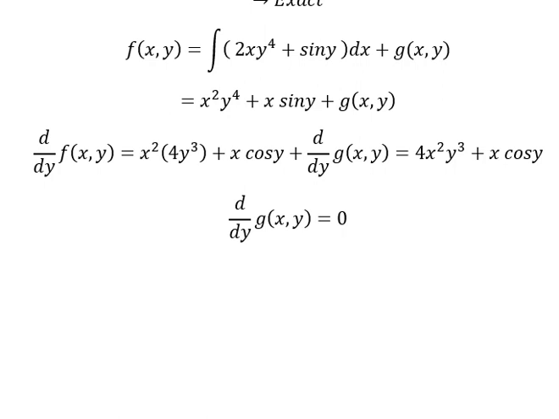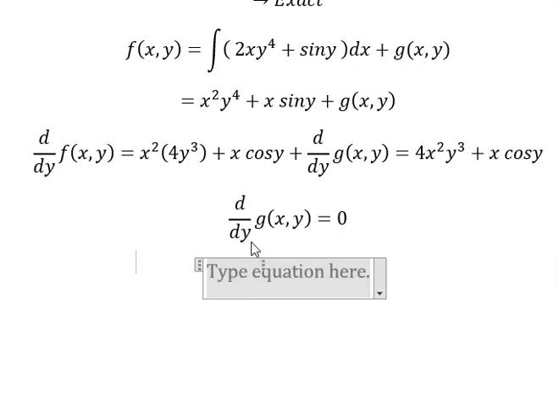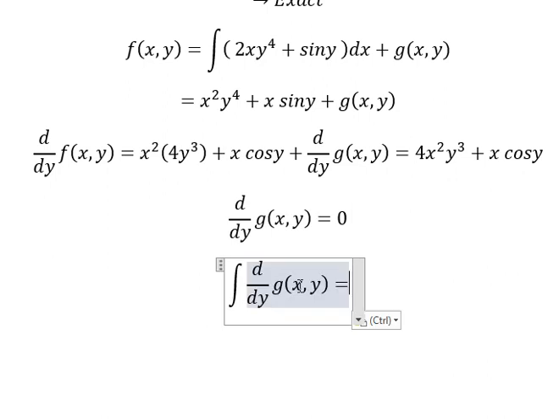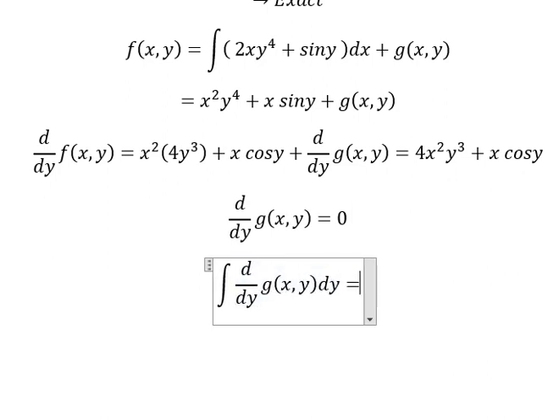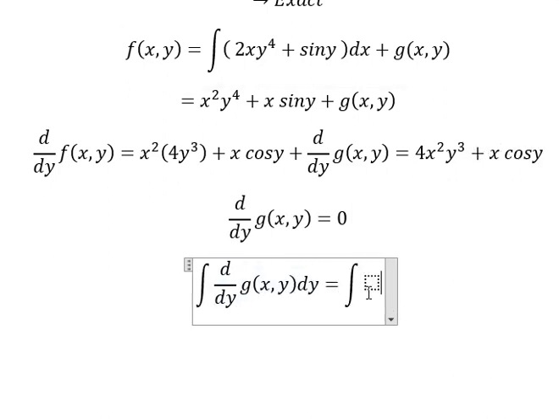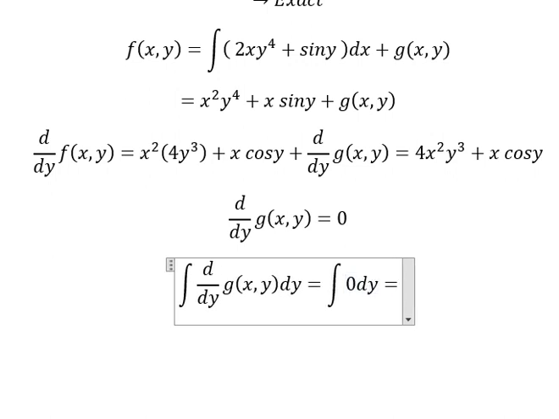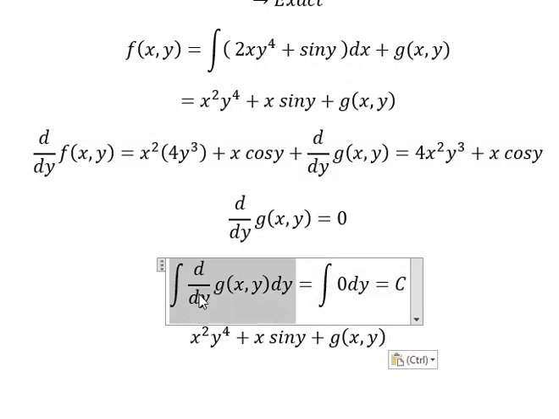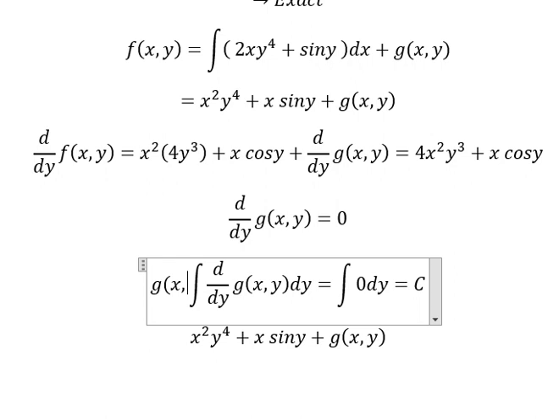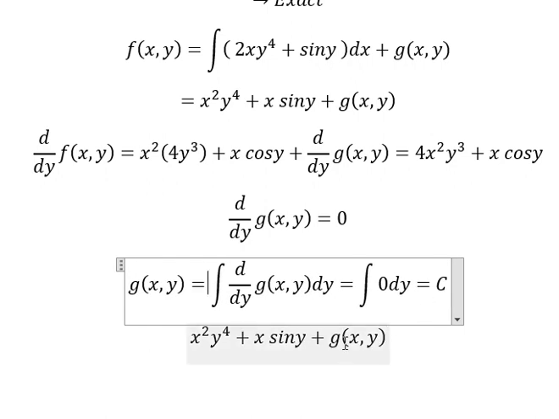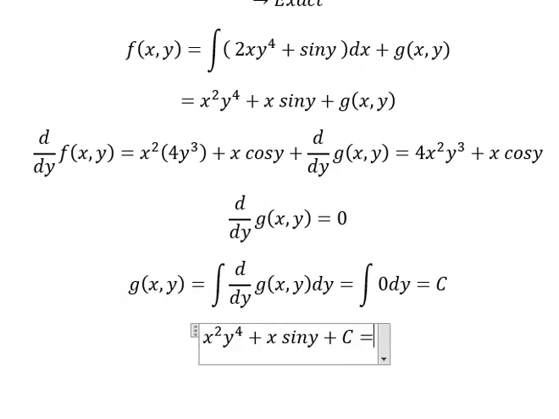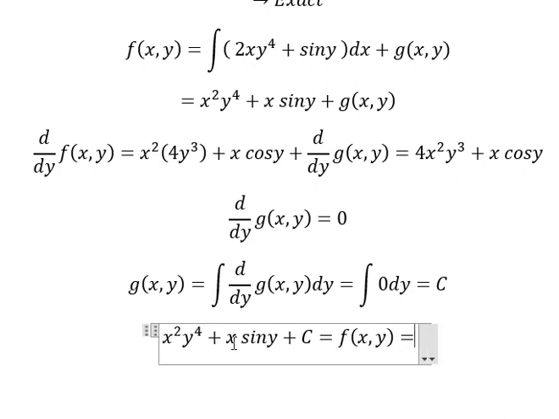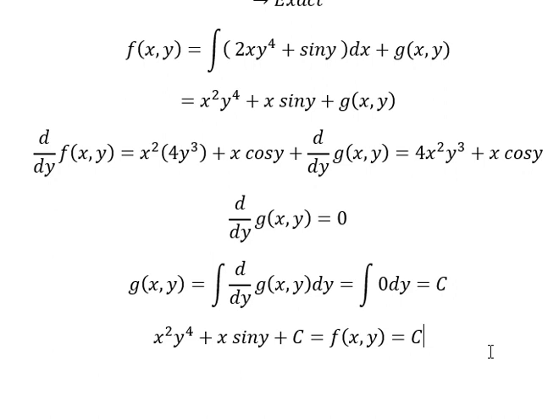Now we put the integration for both sides. And this one we have c. Now we go back in here. The integration of this one, we have 3xy. 3xy equal to c. And we put this one equal to f(x,y). f(x,y) equal to c. And now we have the final answer.